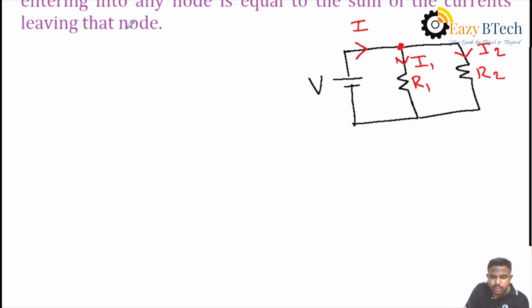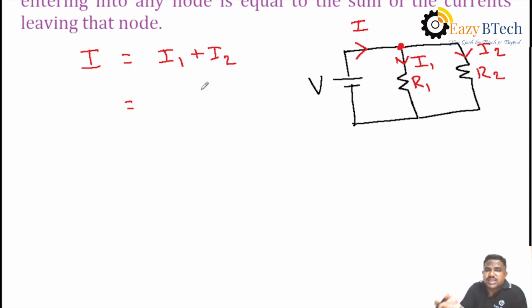Then, according to KCL, what is the sum of entering current? Entering current I is equal to the sum of leaving currents. The leaving currents are I1, I2. That is, I equal to I1 plus I2. Then, what is the I1 value here? It is a parallel circuit. In parallel, voltage is the same. That is, the voltage across R1 and the voltage across R2 are the same. That is the supply voltage V.